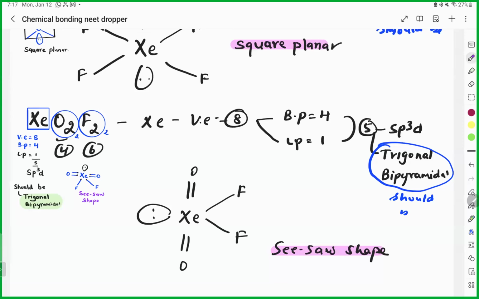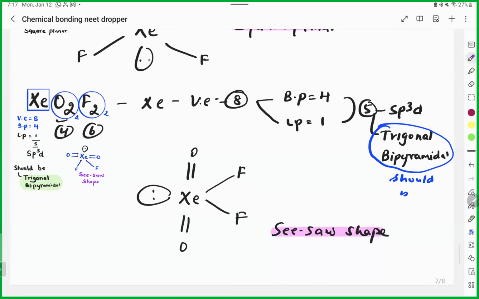So guys, any doubt in this? Yes, Chandana, you were asking a question. Sir, then why are we considering the lone pair for geometry in XeF2? XeF2.